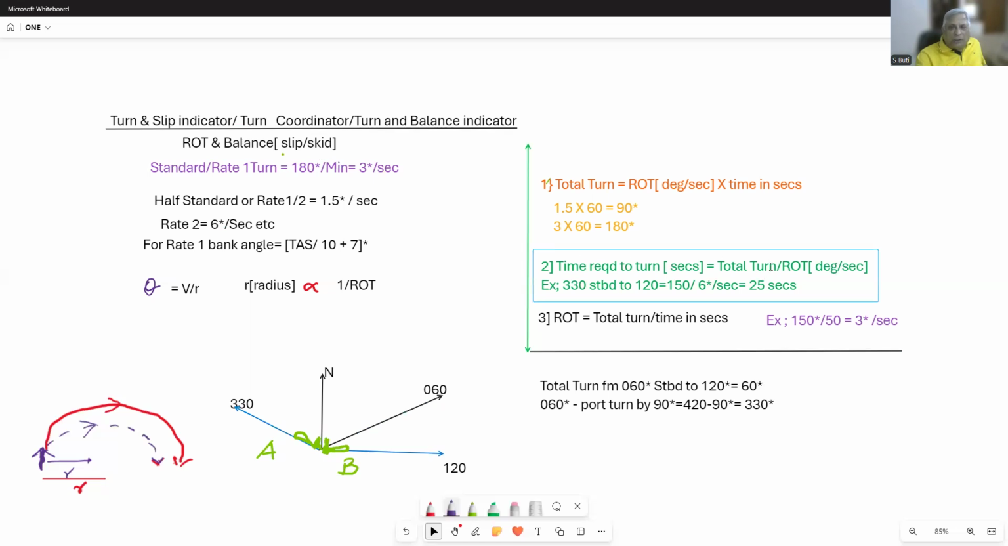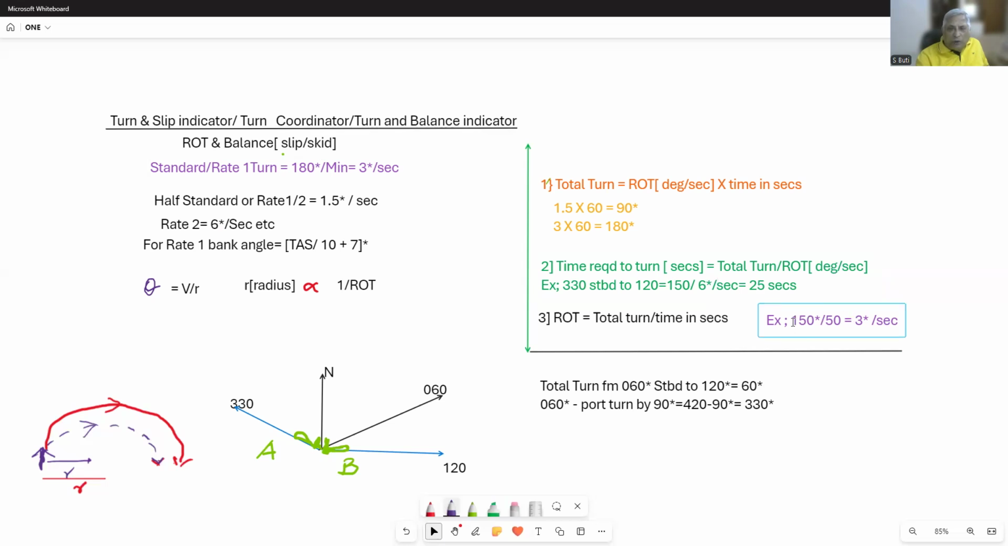Time required to turn: if you are asked how much time you need to turn, then it is the total turn involved divided by the rate. For example, if you are turning from this 330 direction, turning right onto 120, it will be a total of 150 degrees. 120 is also equal to 480. 330 plus 150 is 480. So 150 divided by 6 degrees per second, if you are turning at rate 2, you will need only 25 seconds. At rate 1, you will need 50 seconds.